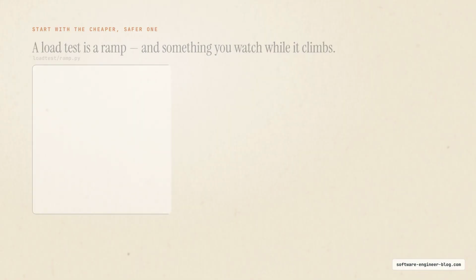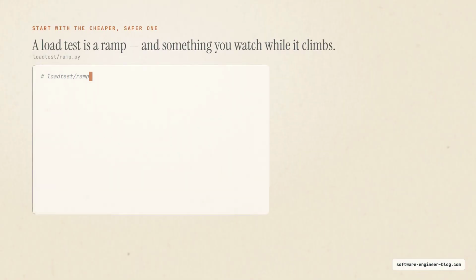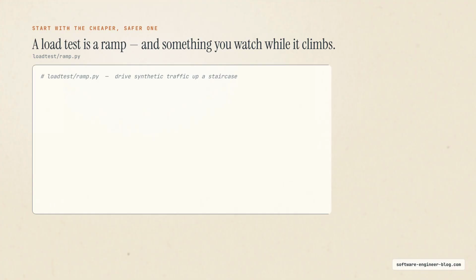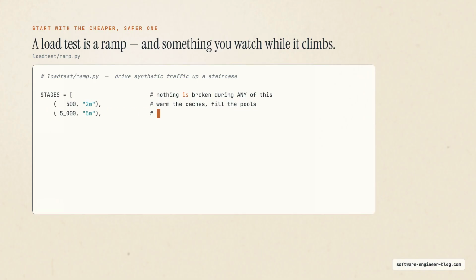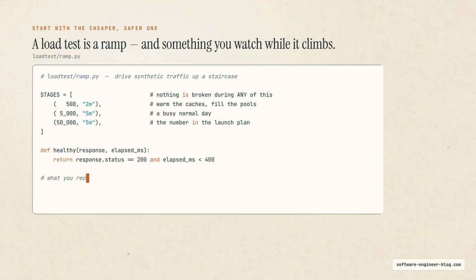Let us start with the cheaper and safer one and look at real code. A load test is a ramp and something you watch while it climbs. Here are the stages. 500 requests a second for 2 minutes. That one just warms the caches and fills the connection pools, so the first numbers are not garbage. Then 5,000 for 5 minutes, a busy but normal day. Then 50,000, which is the number somebody wrote down in the launch plan.